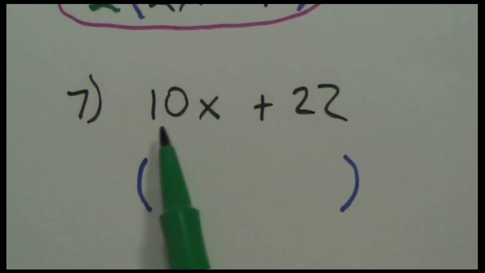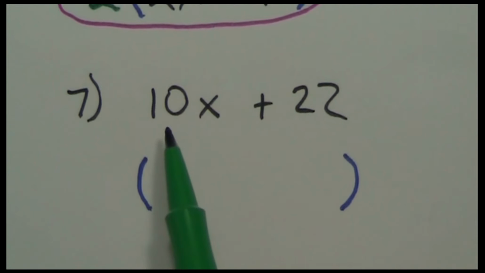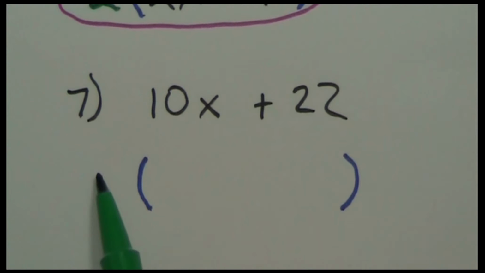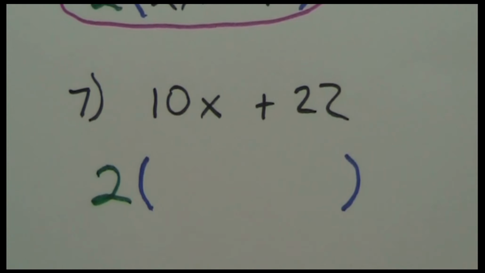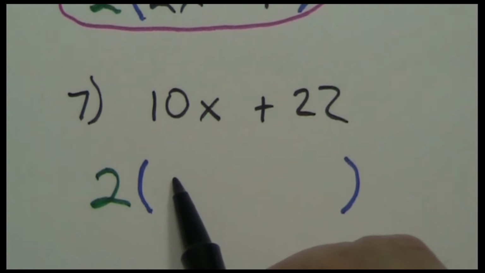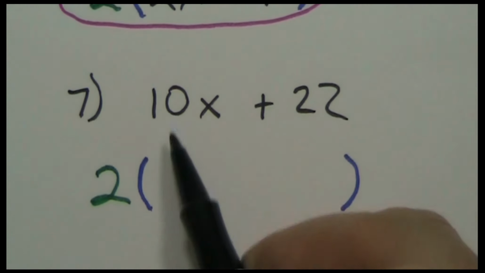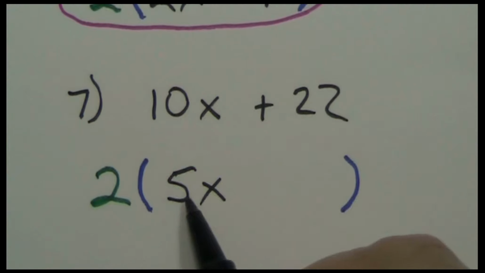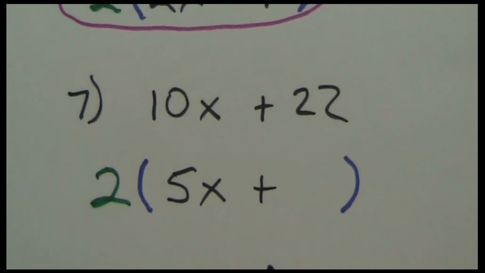Can't be 10. It's either 2 or 5. It has to be 2. 2 goes into both of those. 2 is the greatest common factor. 2 times something is 10x. 2 times something is 10. Right? 2 times 5x. I know this is positive.